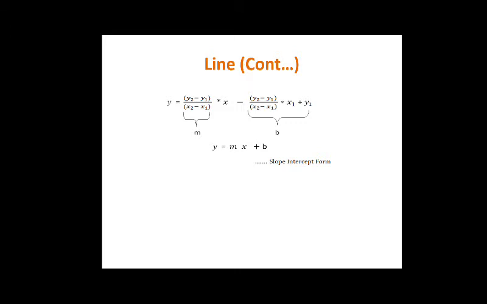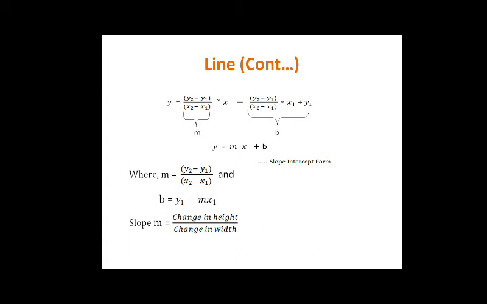So what is the m here? m is nothing but y2 minus y1 divided by x2 minus x1. Okay, that m is also called the change in height and change in width, right? All of you know that the x coordinate shows the width on the horizontal line, and the y coordinate shows the height on the vertical line. So whenever I say y2 minus y1, it means your height is changing from y1 to y2. When I say x2 minus x1, it means your width is changing from x1 to x2. That is why it is written as change in height divided by change in width.